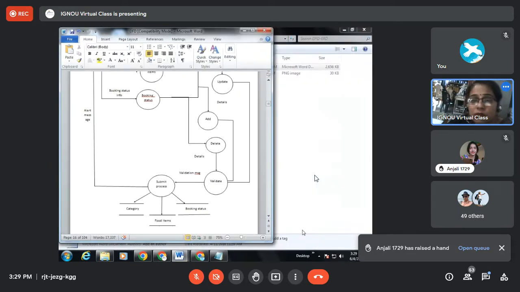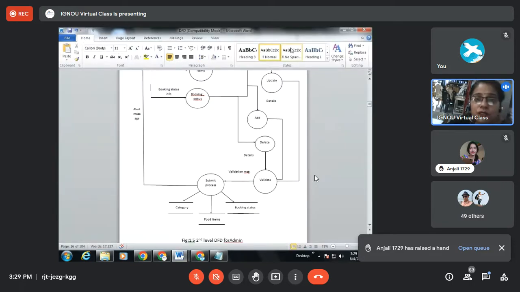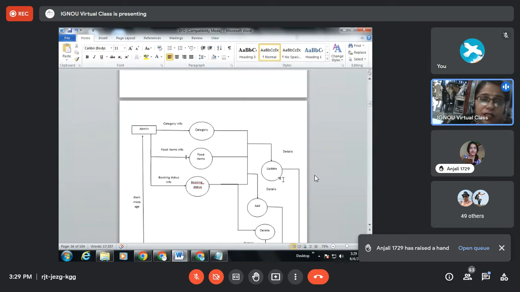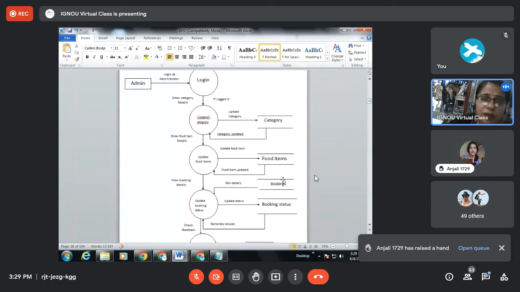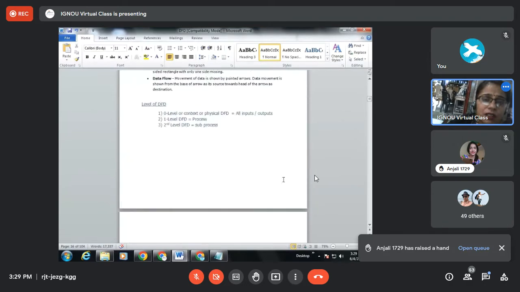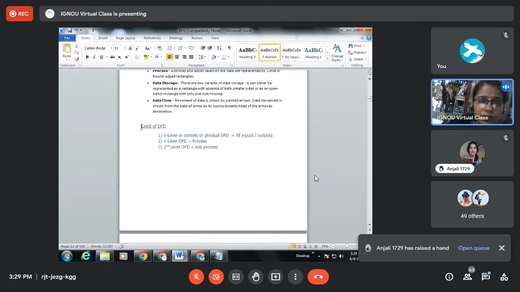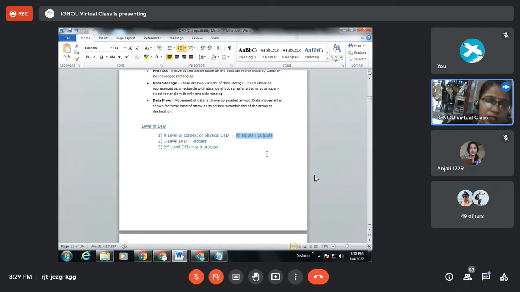I think some queries are coming. So now this part is clear to all. The DFD part is clear. Are you able to map this one? Whatever I have written here, the zero level DFD, it is reflecting a little bit. All kinds of inputs and outputs are reflected, then processes and then sub-processes, right? So this small template will really help us to create a DFD.